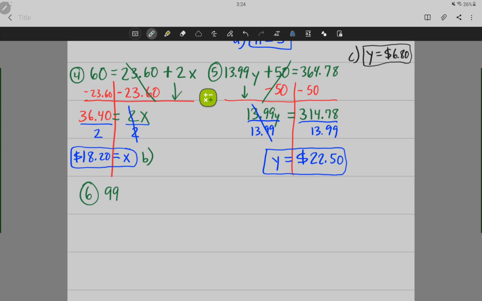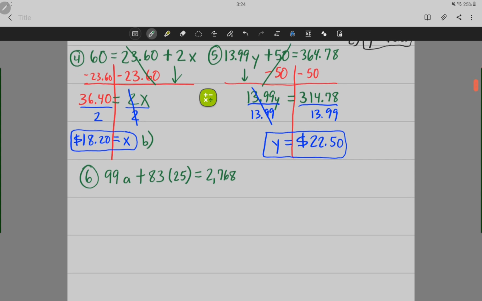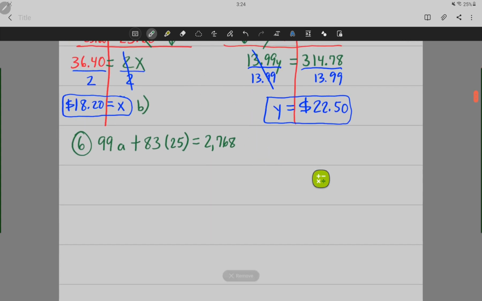But we don't know how many went. So we need a variable. We can use A for adults. Plus $83 for children, so 83. But it does tell us that 25 children went. That means they each paid $83. So that's 83 times 25. And it says the total, so equals, was 2,768. All right, so we've set up our problem.